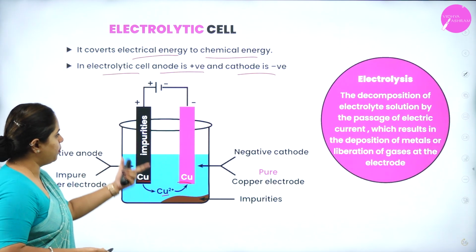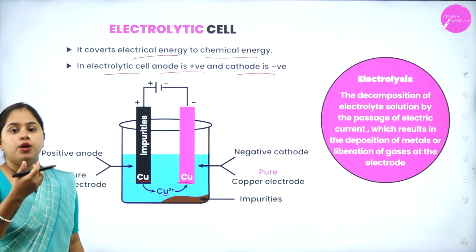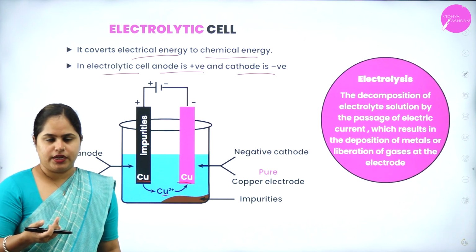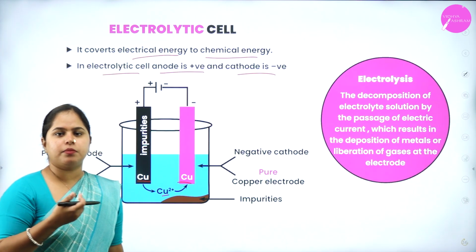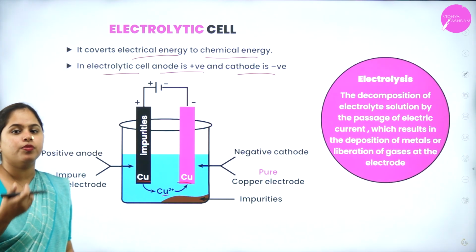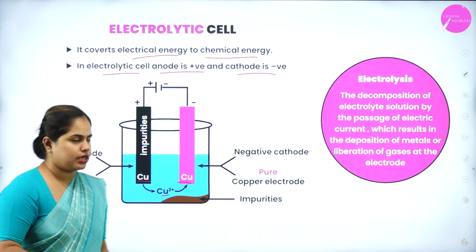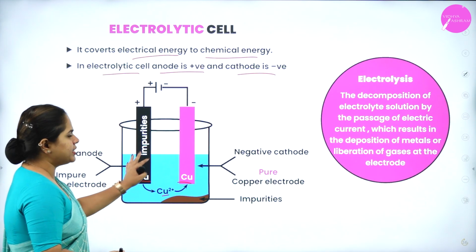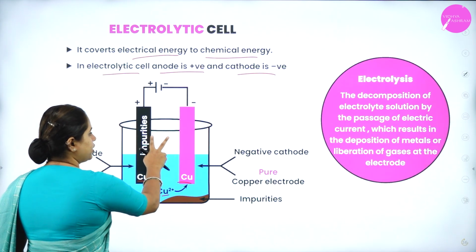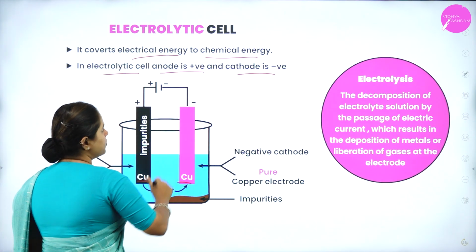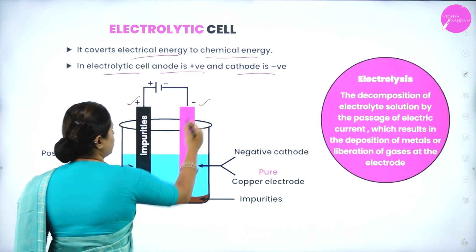Okay, so here the process which is happening is actually purification of copper, right? See, this electrolytic method is actually used for purifying metals or coating metals over other metals. So here, the same way connections are made, two electrodes are there and a connection is made. Anode is positive, cathode is negative.